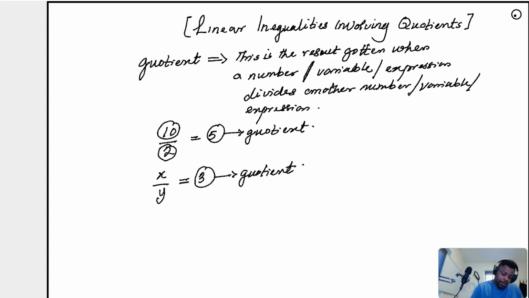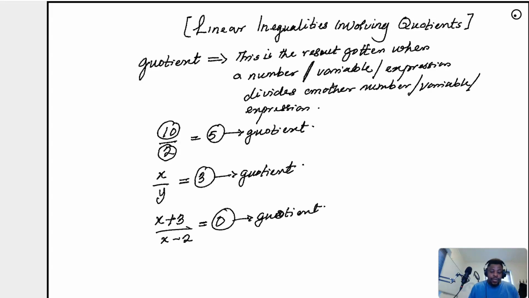Let's pick an expression, x plus 3, and another expression, x minus 2. Remember, these are linear expressions, okay? So, if I say the quotient is equal to 0, the 0 I'm getting is the quotient. So, quotient is the result gotten when a number or a variable or an expression divides another number or variable or expression. So that is what is meant by quotient.